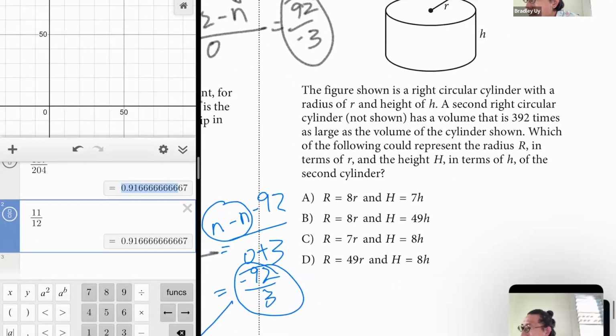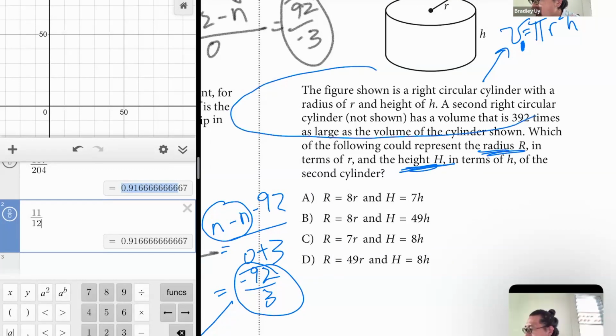Okay. Now we have this right circular cylinder with a radius of r and a height of h. Its volume is pi r squared h. Sorry, that is the volume of our first right circular cylinder. Now, if we had a second right circular cylinder whose volume is 392 times v sub 1, with a new radius and a new height, if I were to draw it, it might look something like that.